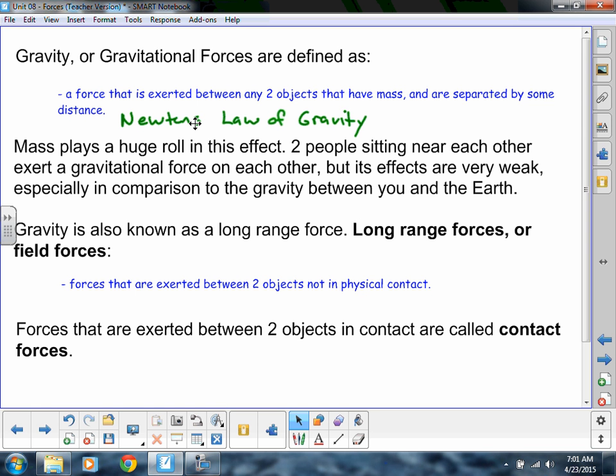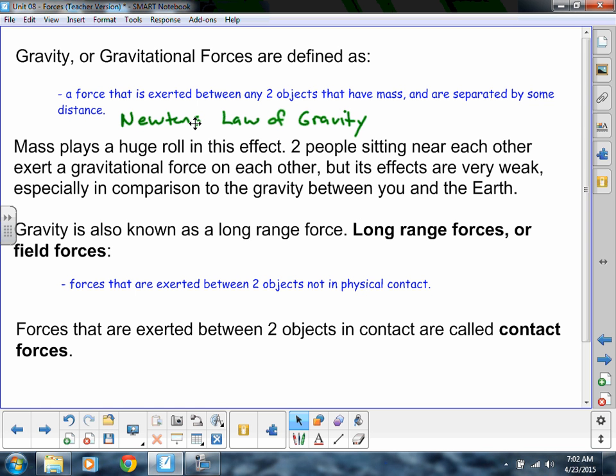Gravity is also known as a long-range force. Long-range forces, or field forces, are ones that are exerted between two objects that are not in physical contact. So you don't have to be standing on the ground for gravity to be pulling on you. Okay, if you jump off of something, gravity will pull you to the ground, even though you're not in contact with the Earth. So that's a long-range force. Just like magnets, if you get a magnet close enough to a piece of metal, it will lift or push that object. Okay, it doesn't have to be in physical contact.